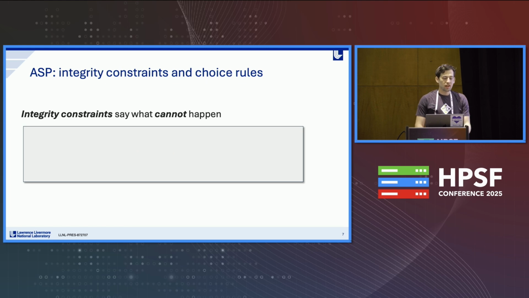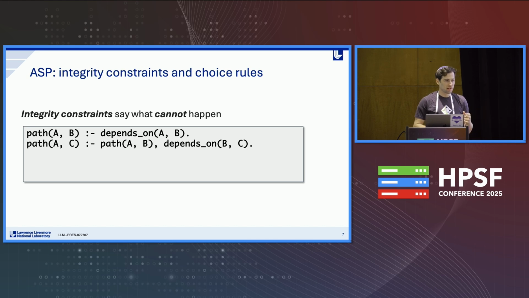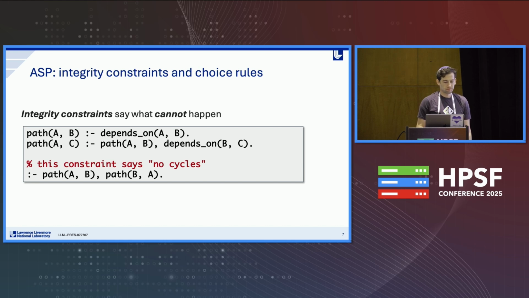Integrity constraints in ASP are how we say this cannot happen. So for cycle detection, you can say if there's a dependency between two things, there's a path. If there's a path and a dependency, you can extend the path. And no cycles. We'll come back to this one later.